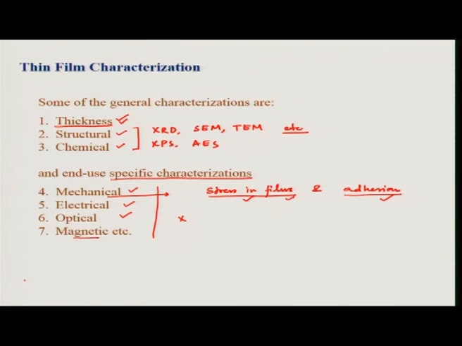We discussed that the properties we are going to deal with in this characterization lecture would be mainly thickness and stress in the film and the adhesion of the film, okay, because all other properties are either end use related, or these techniques are general techniques which are used in material characterization in material science or metallurgical engineering in general. Okay. So, thickness, stress and adhesion.